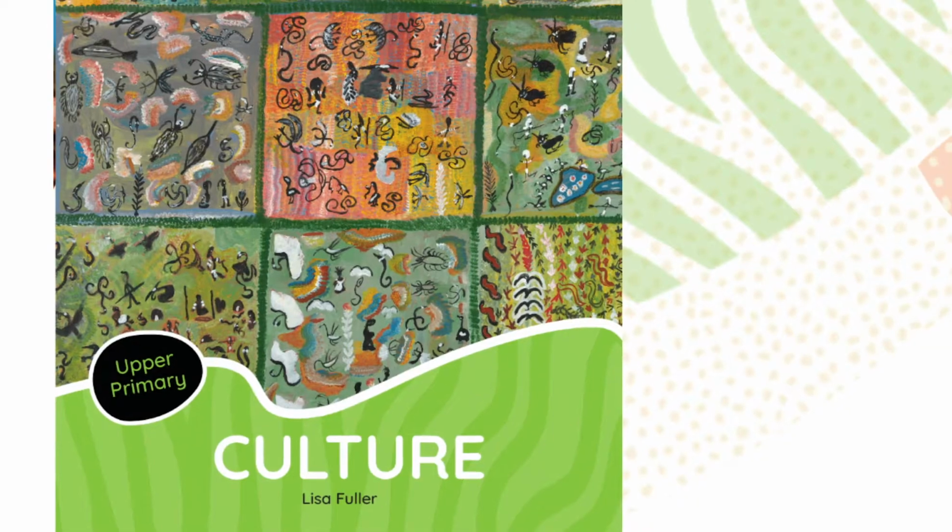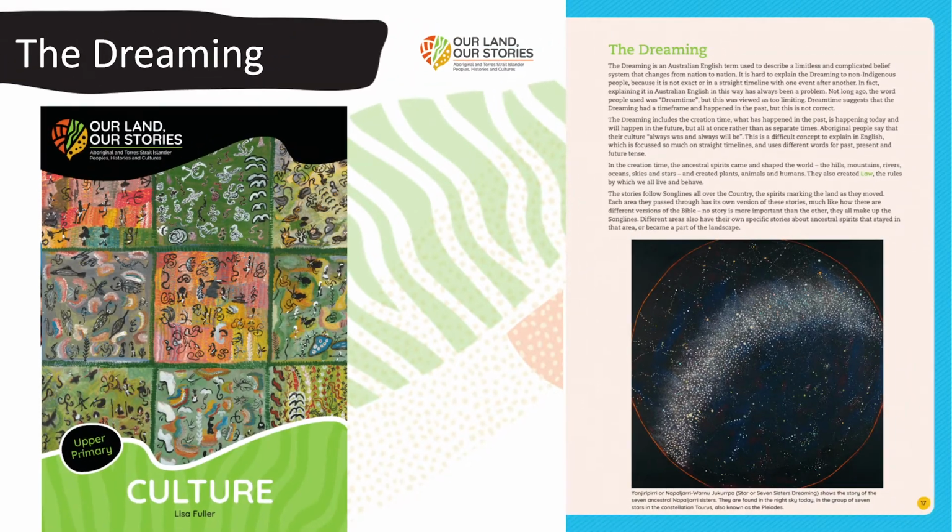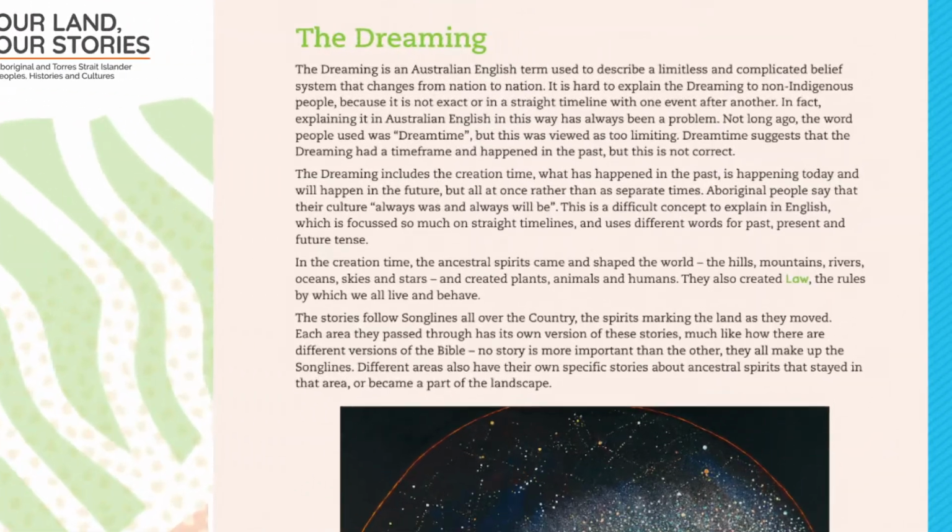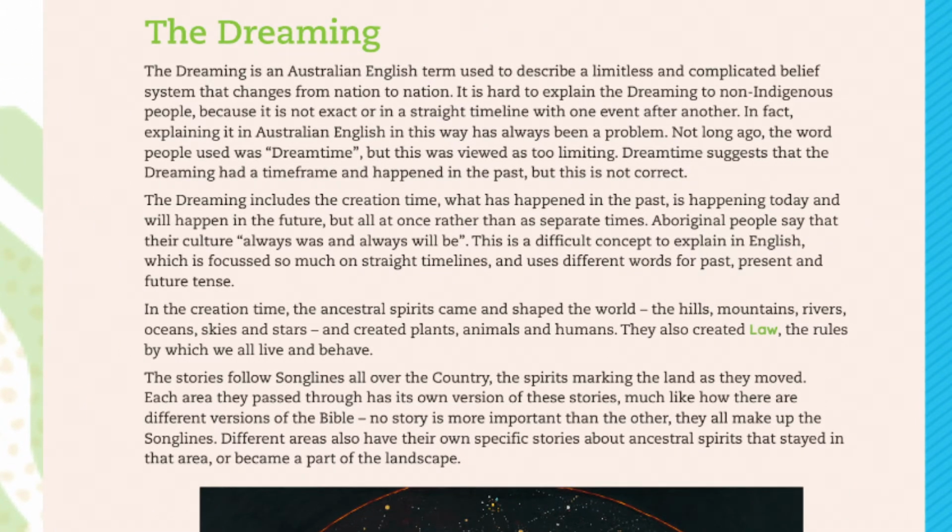When we look at the Culture Big Book for upper primary, we see that it is authored by Lisa Fuller. On pages 17, 18 and 19, she talks about the dreaming from an Aboriginal perspective as well as that from the Torres Strait. It's important to remember when you're working with your students not to refer to the dreaming or creation stories as myths or legends. This is seen as being disrespectful.